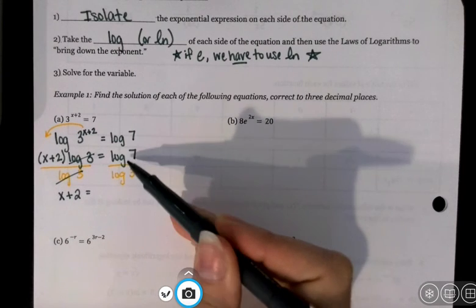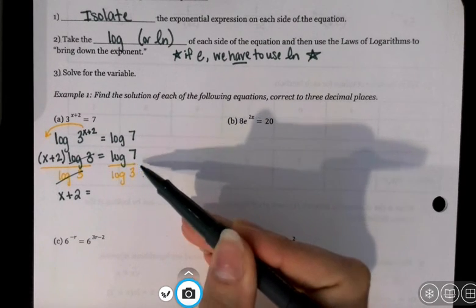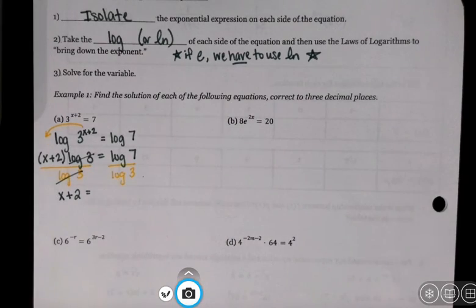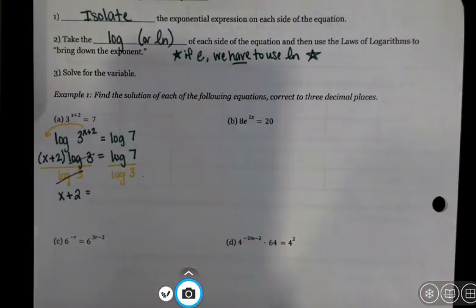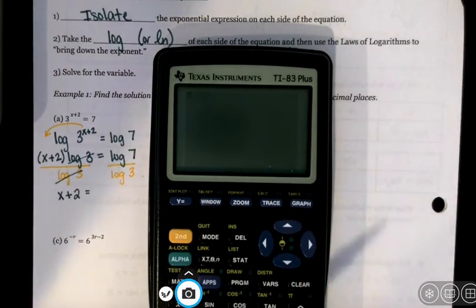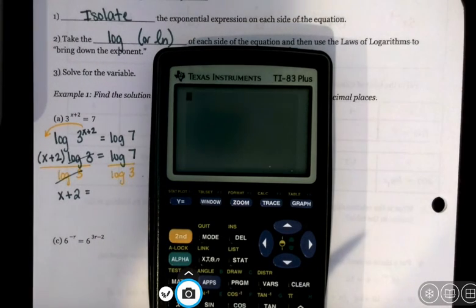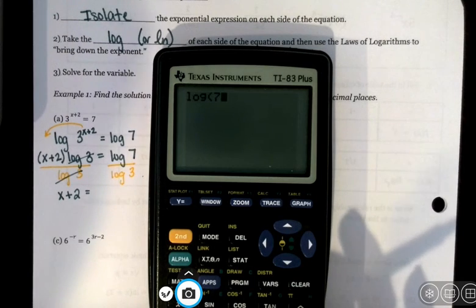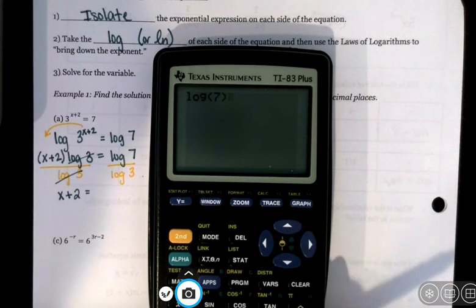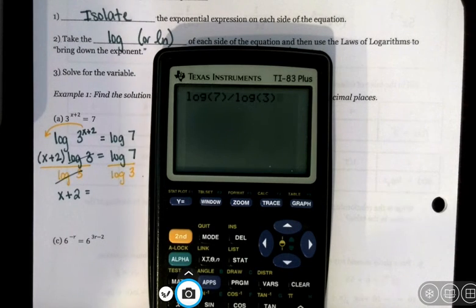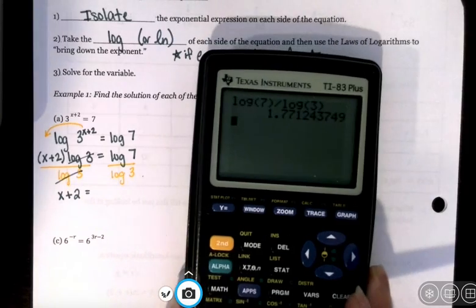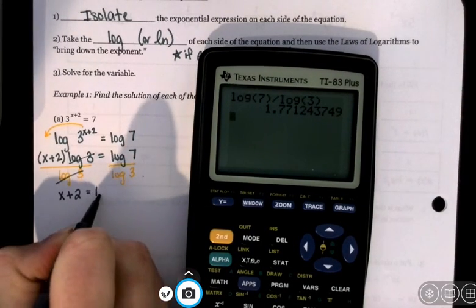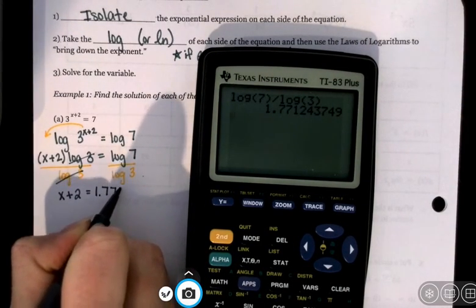Well, this right here, since our base is an understood 10, I can type that in my calculator. So I'm going to do that right now. I hope you can see this. So my log button is next to the number 7. So I have log of 7, and I'm going to close my parentheses, and I'm going to divide that by log of 3. So log of 7 divided by log of 3, and I have this lovely decimal. So I'm going to have 1.771.